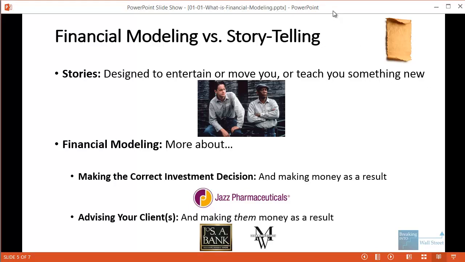And then the second one is if you're not in a role where you're investing your money directly, maybe you're just advising clients or potential clients. So a client like Joseph A. Bank here, one of the other companies we'll look at in our case studies, this is a men's retailer based in the US.